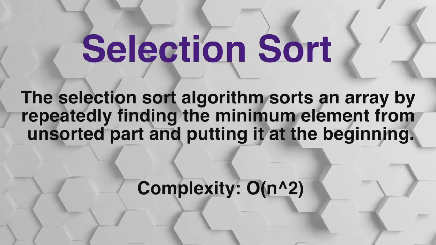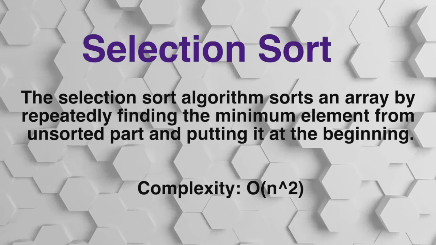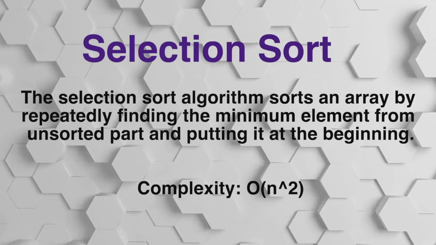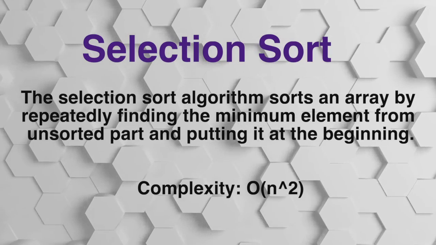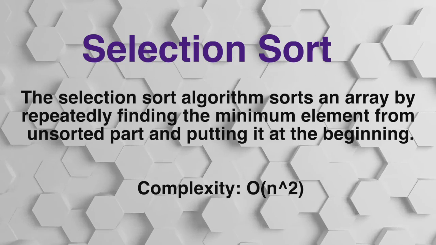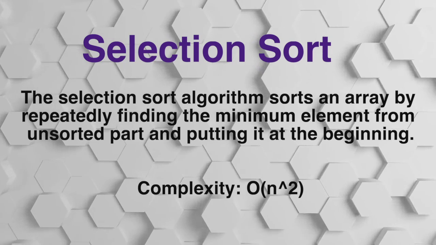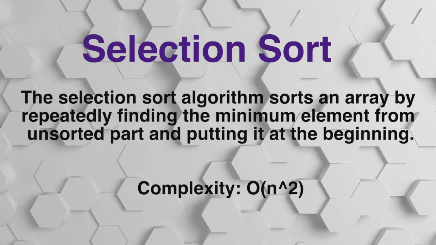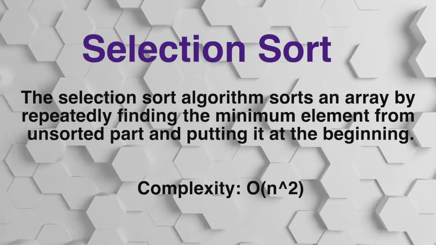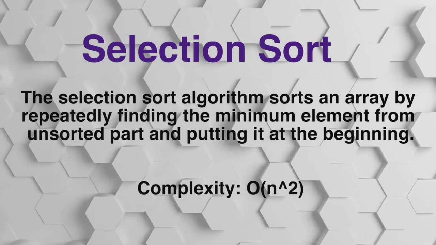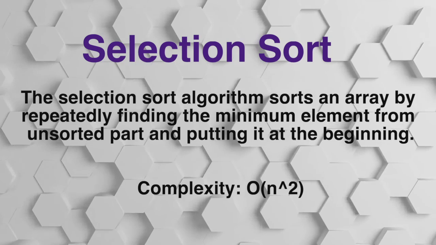Selection sort. The selection sort algorithm sorts an array by repeatedly finding the minimum element from the unsorted part and putting it at the beginning. The algorithm maintains two subarrays in a given array. Initially, the sorted sublist is empty and the unsorted sublist is the entire input list.